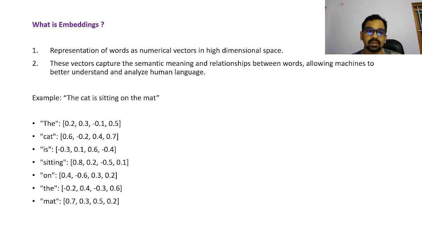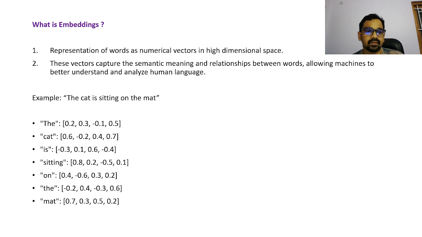I have already mentioned earlier, embeddings is a representation of your input words or sentence as numerical vectors in a higher dimension space. These vectors, which are called embeddings, capture the relationship and semantic meaning between your words or sentences. This allows the model to capture and analyze human language. The basic concept is, similar words will have similar vector representations, and dissimilar words will have different vector representations. This is the basic idea.